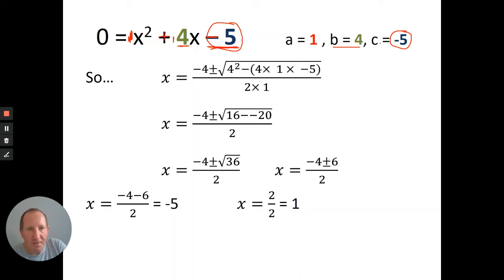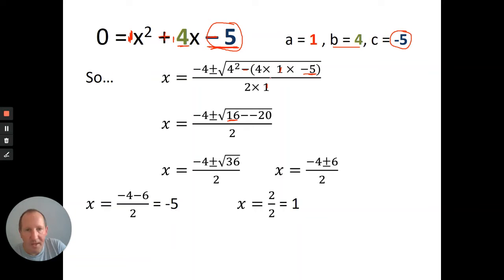Now we've got a, b and c. We just put them into the equation. So b was 4, so it goes there and there. a is 1, so it goes there and there. And c is minus 5, so it goes here. Then it's just working the numbers out. Minus 4 just stays where it is. In here, 4 squared goes to 16.